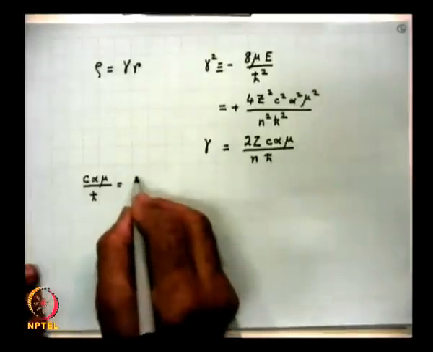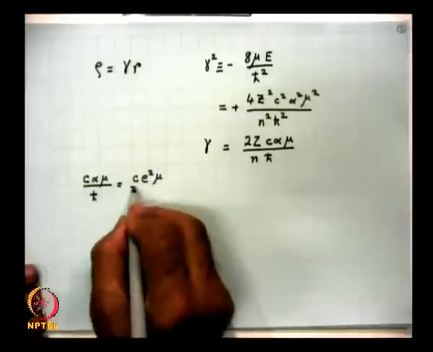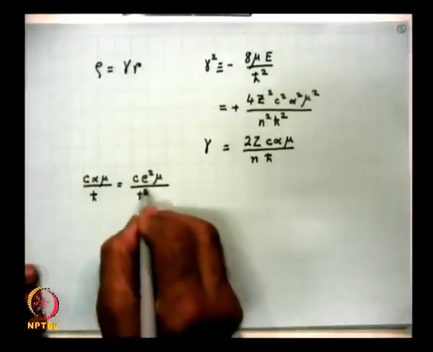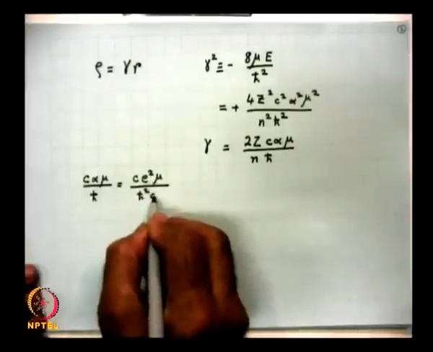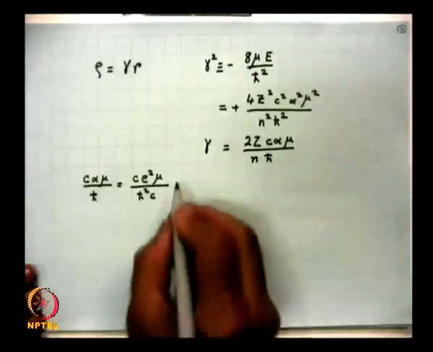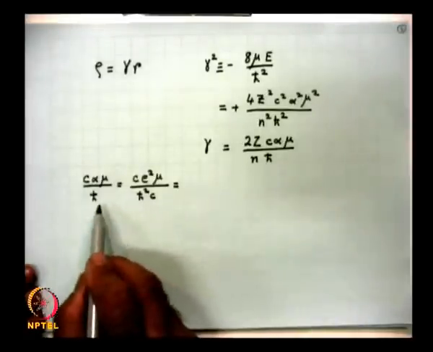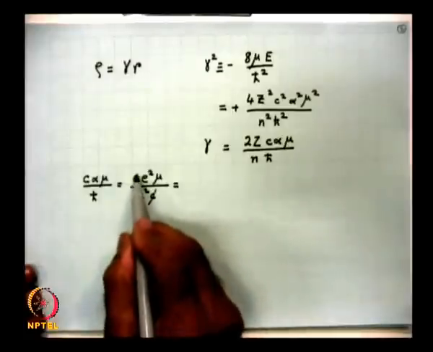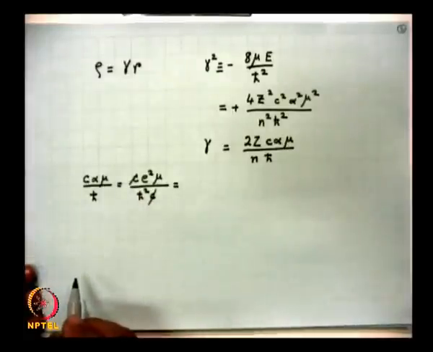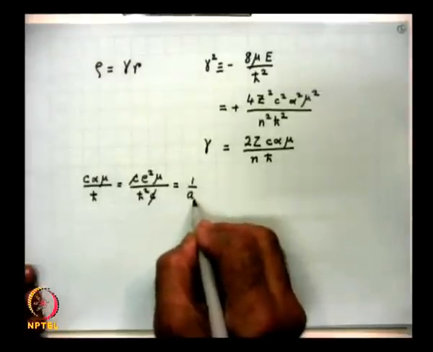So, this becomes c E square mu by h cross square c, and so therefore, this becomes h cross c. So, the c cancels out, and this is known as the inverse of the Bohr radius.